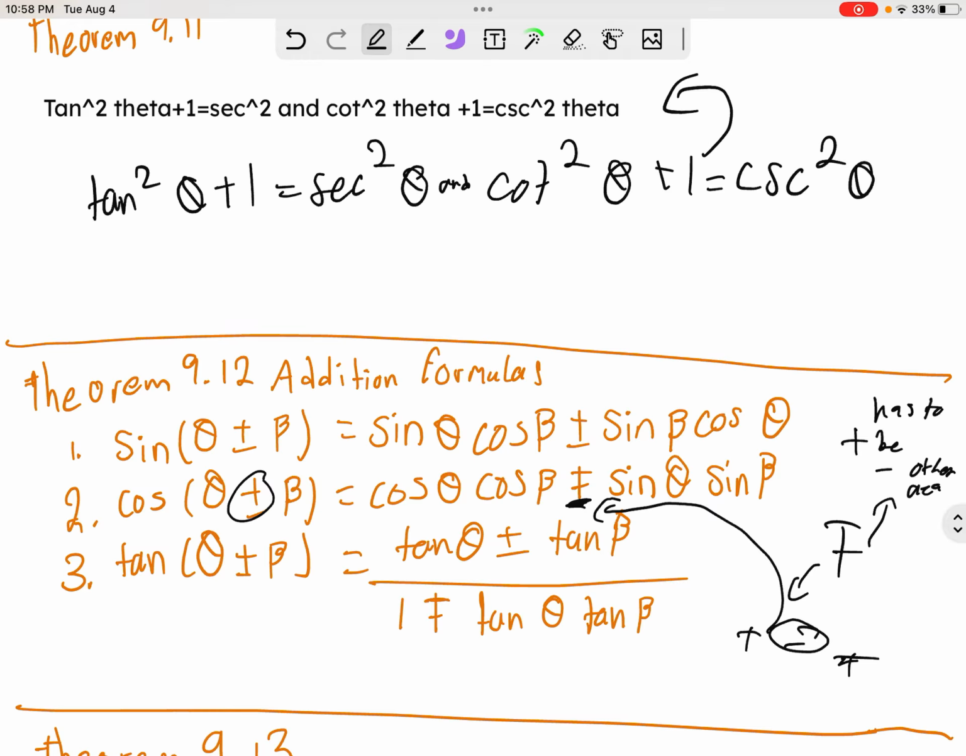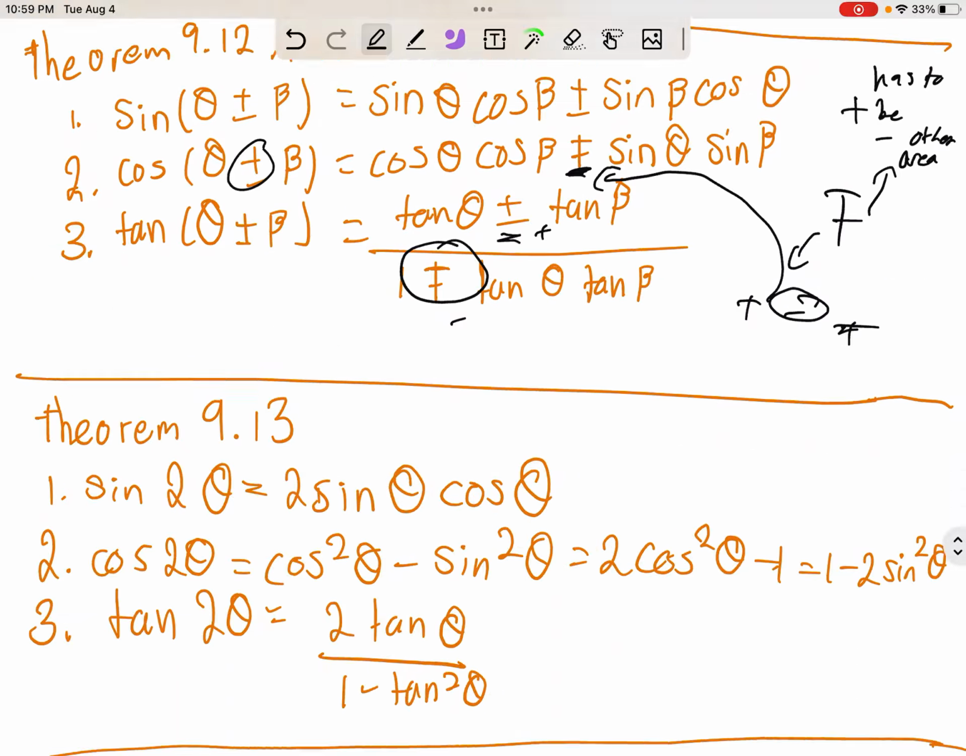Okay, so then number 3 will also be tan of theta plus or minus beta, and it's the same reverse thing. So that means if this is plus, then this will be minus. Okay, that's all it states.